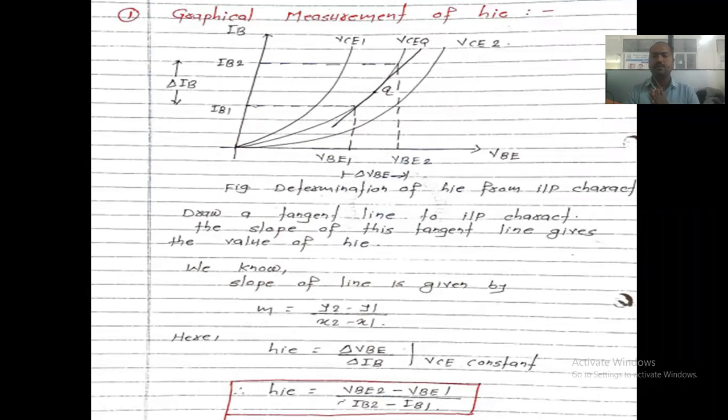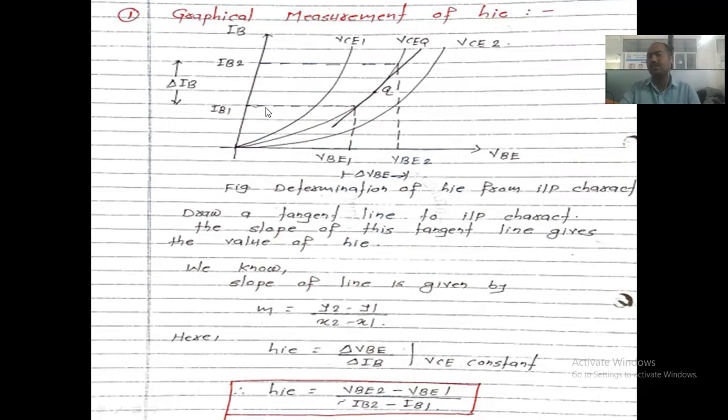For the calculation of hi graphically, it is the plot of base emitter voltage versus base current. So for finding the graphical measurement of the parameter hi, we need the graph of base emitter voltage versus base current. For that purpose, we draw the plot of VB versus IB, taking VC as constant, right?